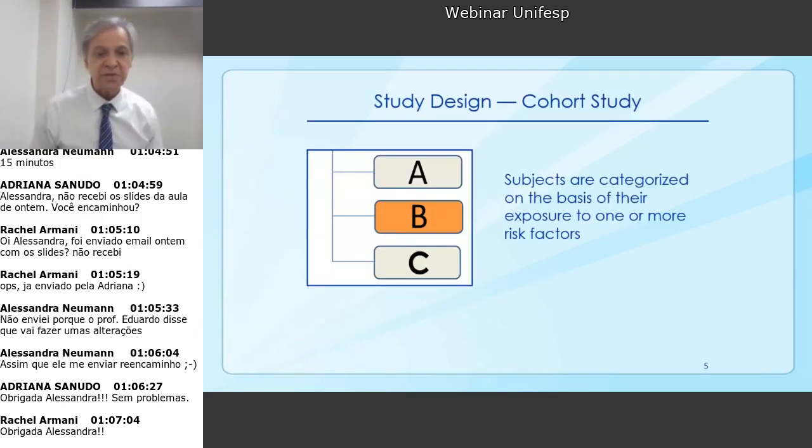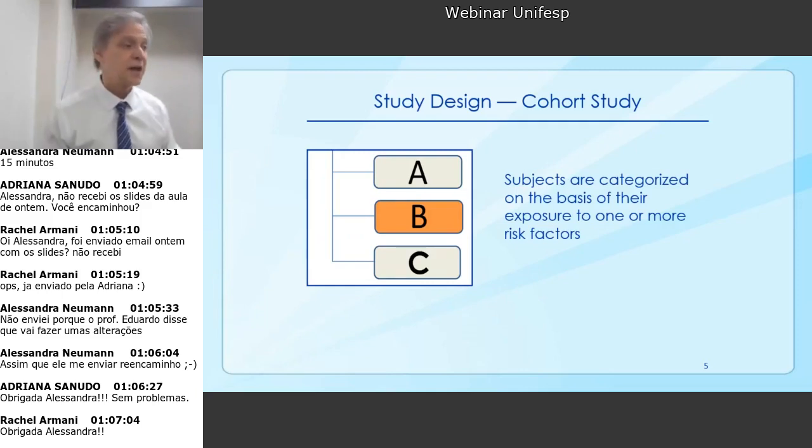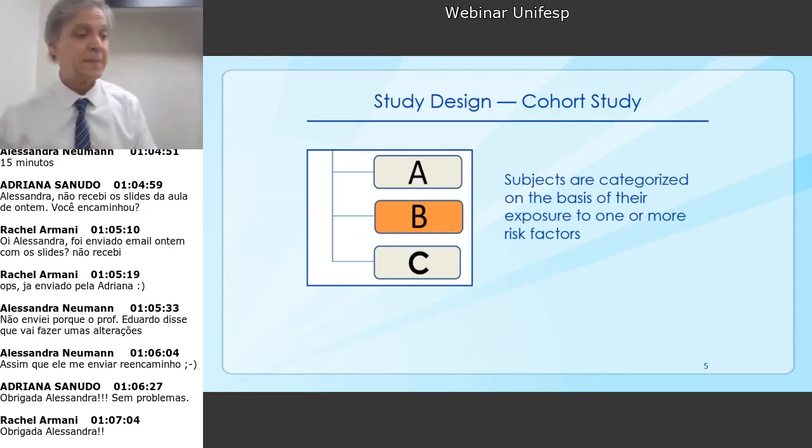So subjects are categorized on the basis of their exposure to one or more risk factors. You're not restricted only to one risk factor. You can establish a cohort. For instance, when you do develop a cohort study to study aging, like Dr. Luiz did here 3 times, you get money to build a cohort. In a cohort, there are many exposures they are measuring. At the same time, there are many outcomes they are also measuring.